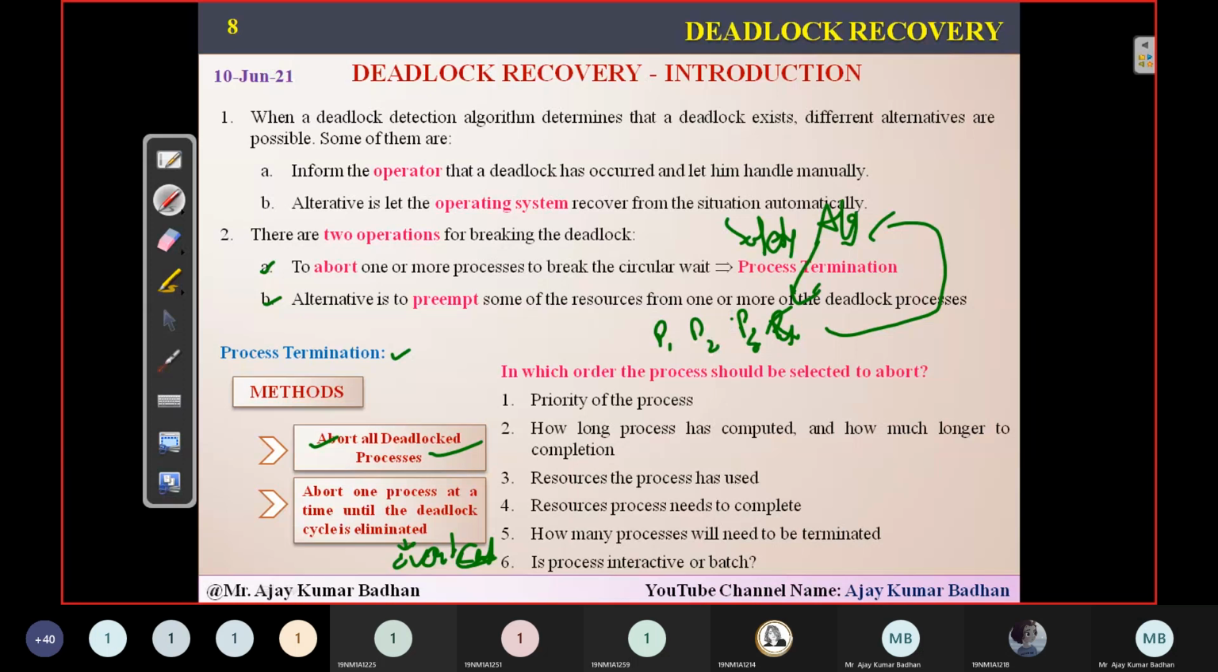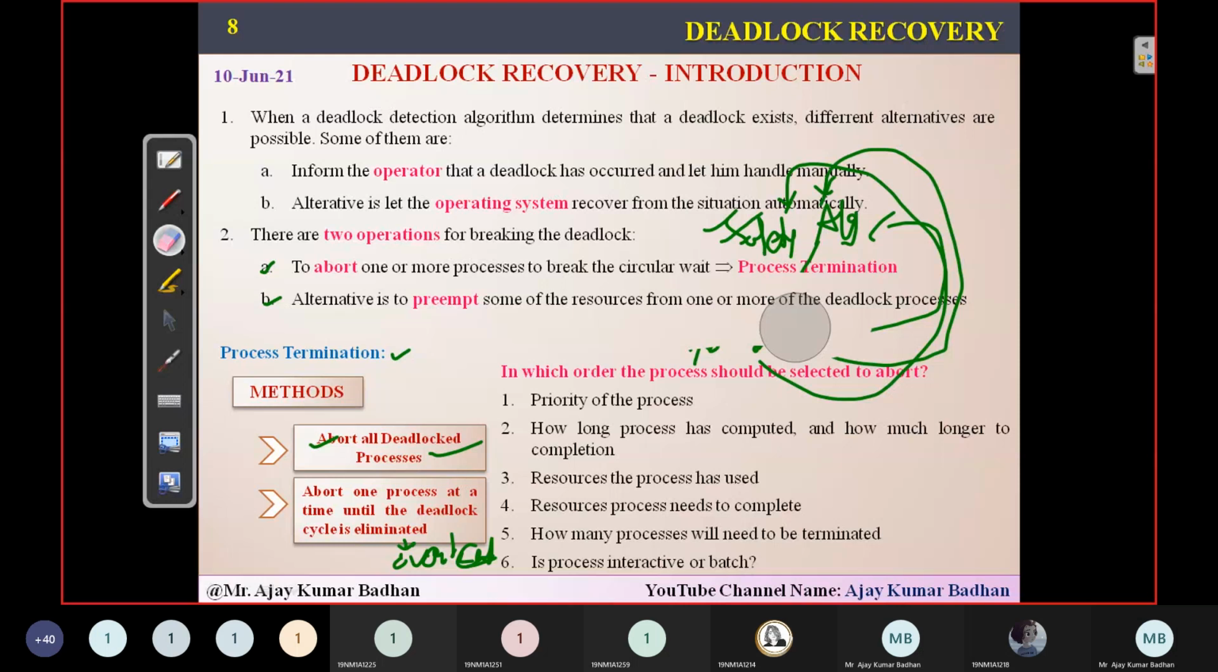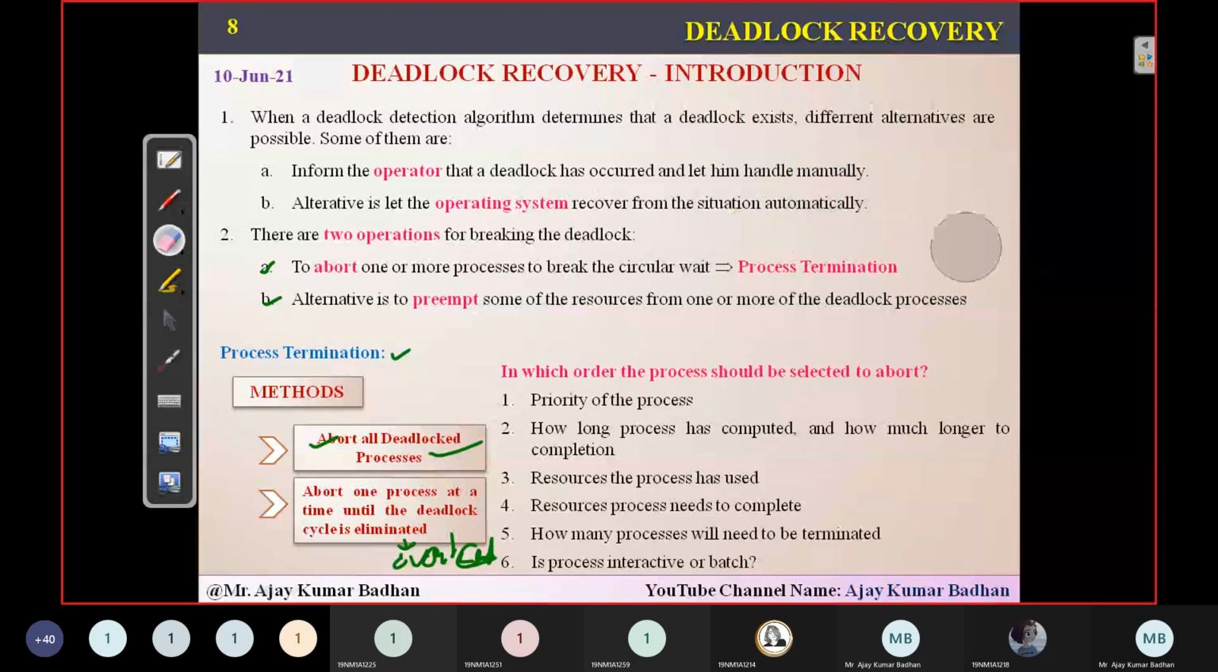So what I have to do, I will be removing one more process, process number 3. Now again I have to run this algorithm. Still deadlock is existing. I had to remove P3. Again, I had to run. So what happened here? The number of times you are eliminating one process, that many times you have to execute this particular safety algorithm. And you know that solving the safety algorithm is going to take time. So these are some of the drawbacks that exist in aborting all the deadlock processes and aborting one process at a time. Then you may be having doubts, so which one do we have to follow?